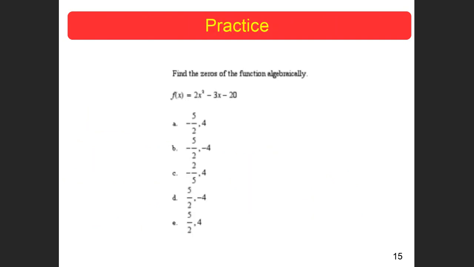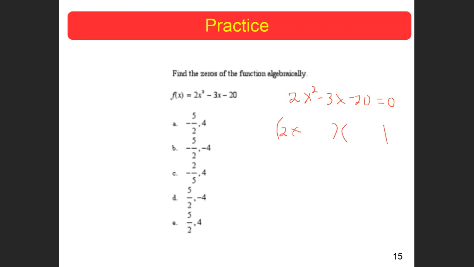So a practice problem for this week, it says find the zeros of the function algebraically. Okay, so if it says algebraically, they want you to work it out. They don't want you to graph it. So I've got 2x squared minus 3x minus 20.